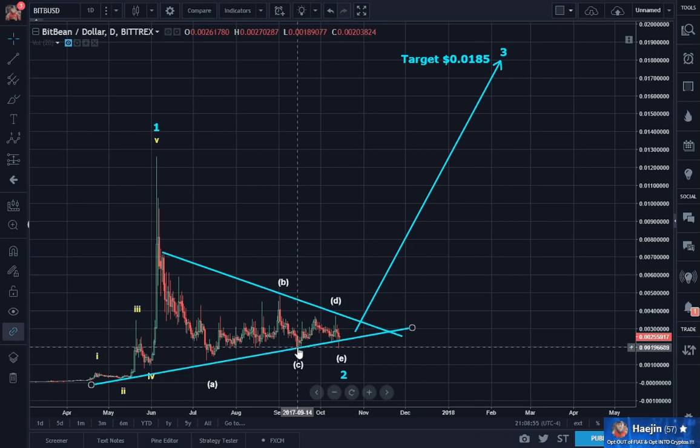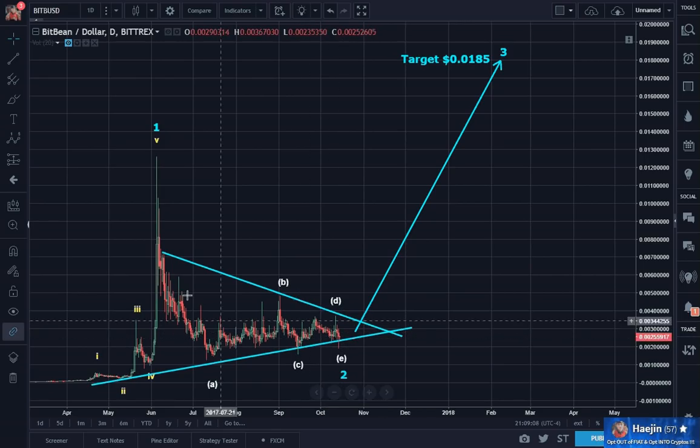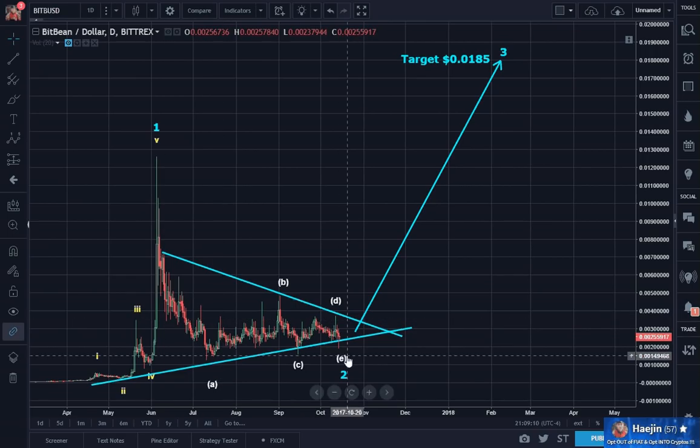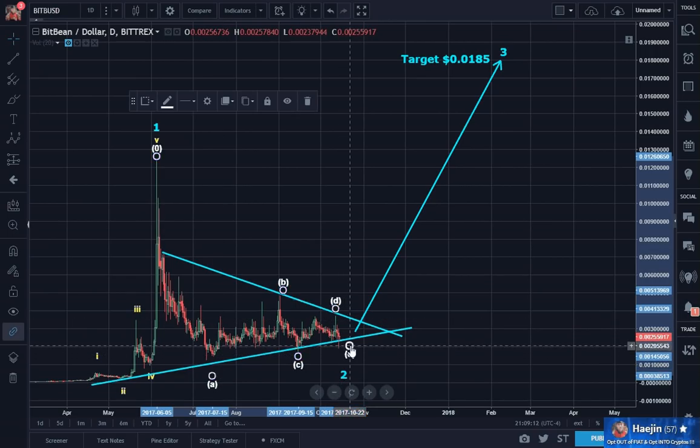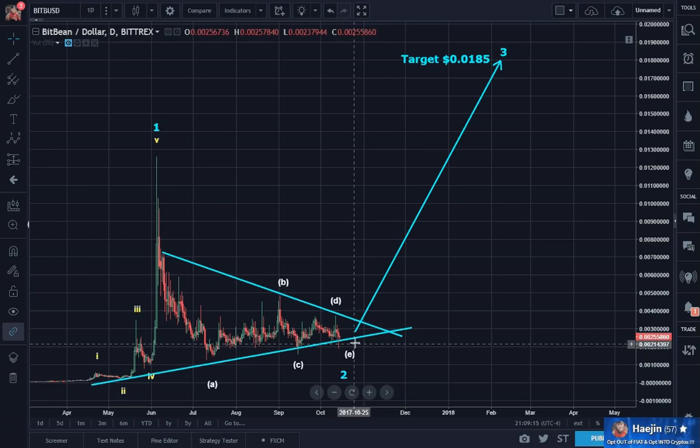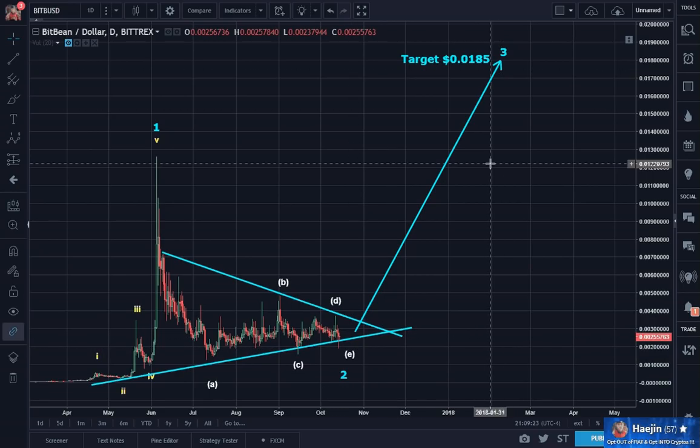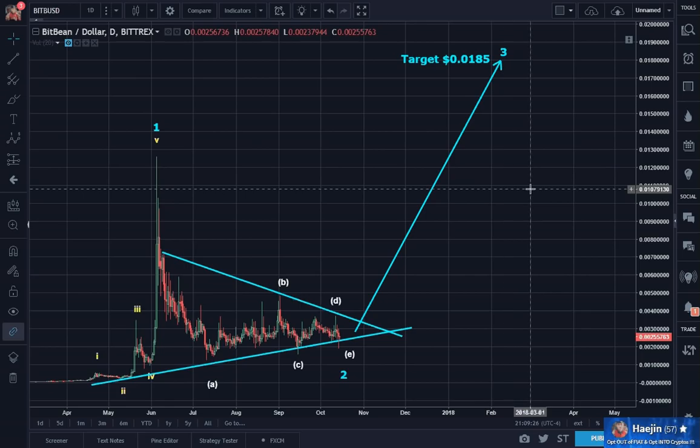It's the way of supply and demand getting rid of weak hands. Just flushing them out. Flushing out the weak hands. Right now it's doing the A, B, C, D, E to get enough mojo, cocked and ready and loaded to help drive this wave 3 up.